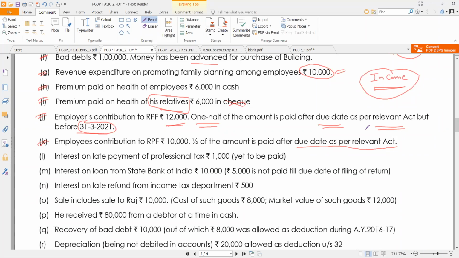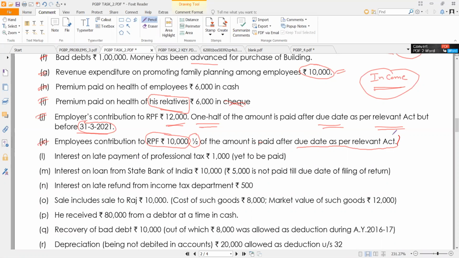According to the Delhi High Court judgment, there is no problem. Still, this 10,000 can be allowed as deduction. That is one way of looking at it. But we don't know when it was paid. It is only mentioned that it is paid after the due date as per the relevant act. So looking at the literature of the point, half of the amount, since it is paid after the due date as per the relevant act, according to the CBDT circular, it shall be disallowed. So CBDT circular says it has to be paid within the due date as per relevant act.